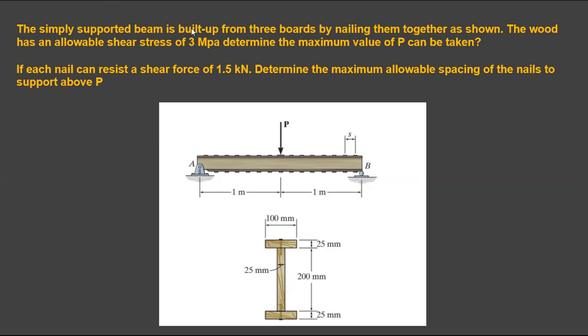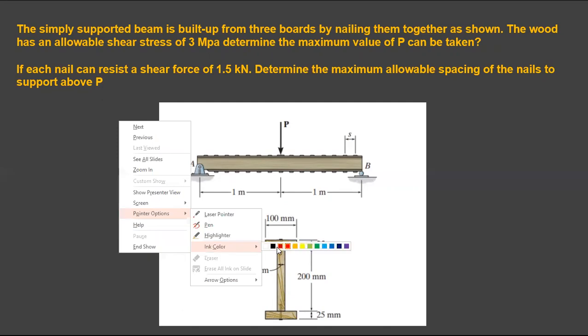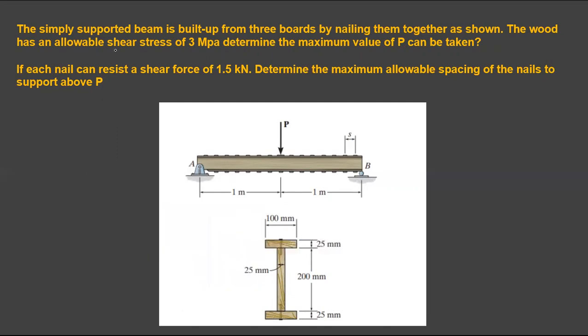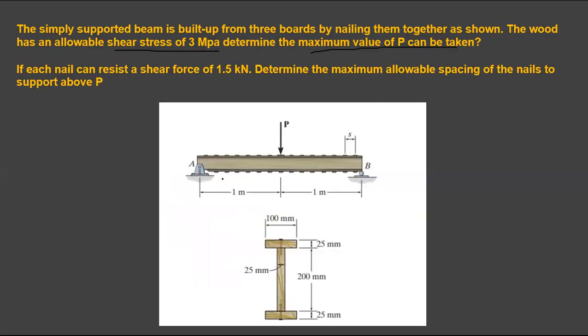So in the first part, they ask the beam fails in shear at 3 megapascals, right? So hence determine the maximum. So in that case, to fail a beam like this in shear, we need to know where the maximum shear force occurs, right? Where the maximum shear force.